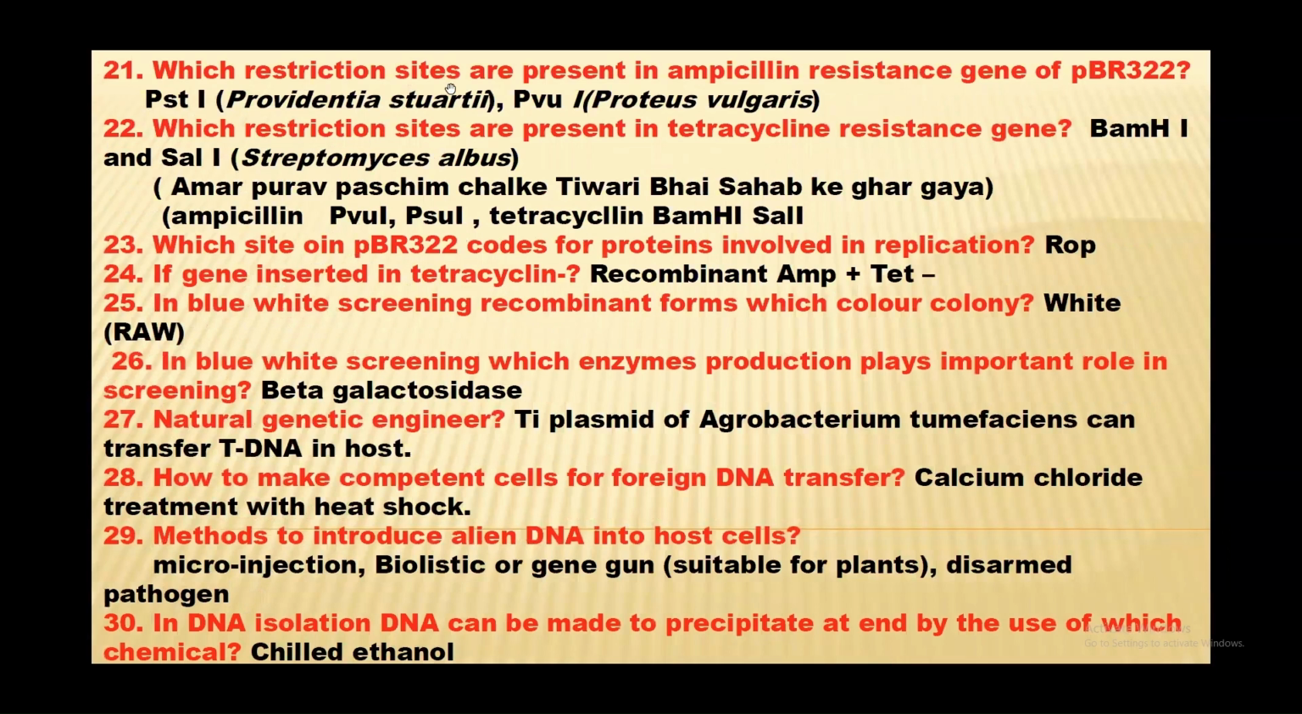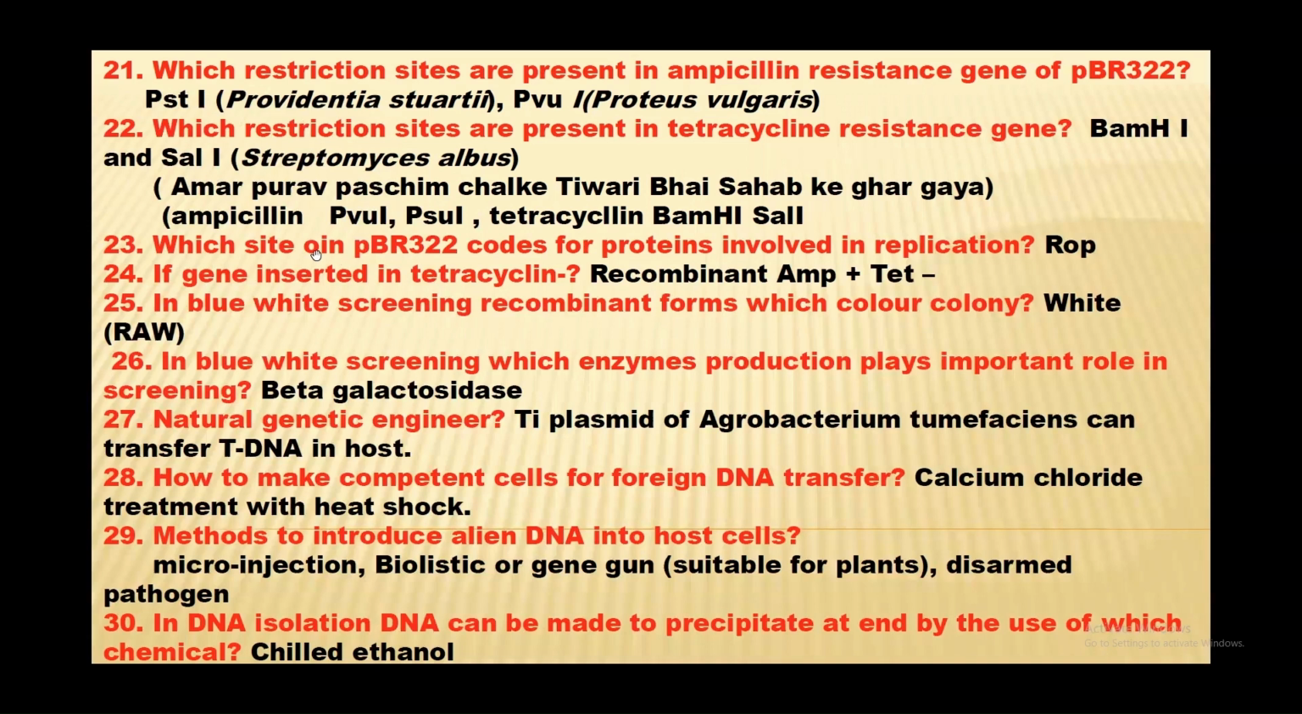See the next point, 21. Which restriction sites are present in the ampicillin resistance gene of pBR322? PstI, from Providencia stuartii, and PvuI, from Proteus vulgaris. So these restriction sites are present in the ampicillin resistance gene of pBR322. 22. Which restriction sites are present in the tetracycline resistance gene? The tetracycline resistance gene contains BamHI and SalI, from Streptomyces albus.